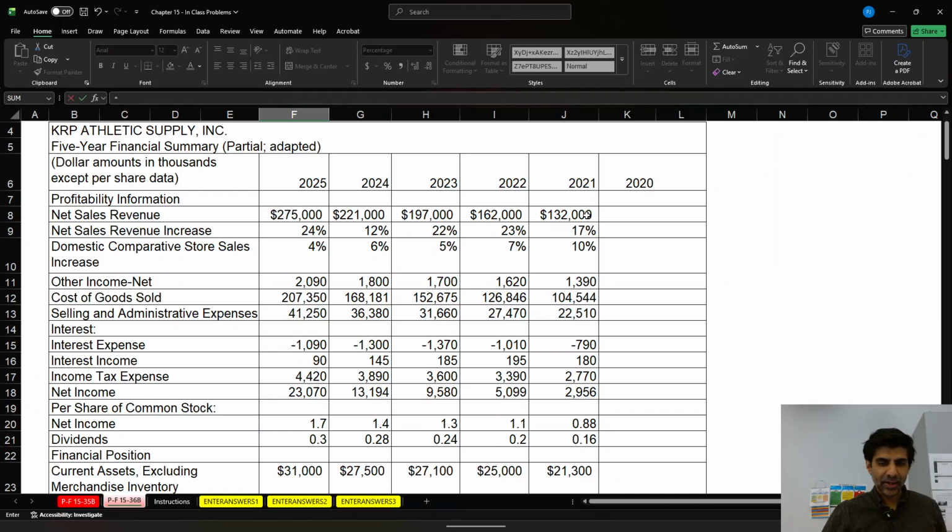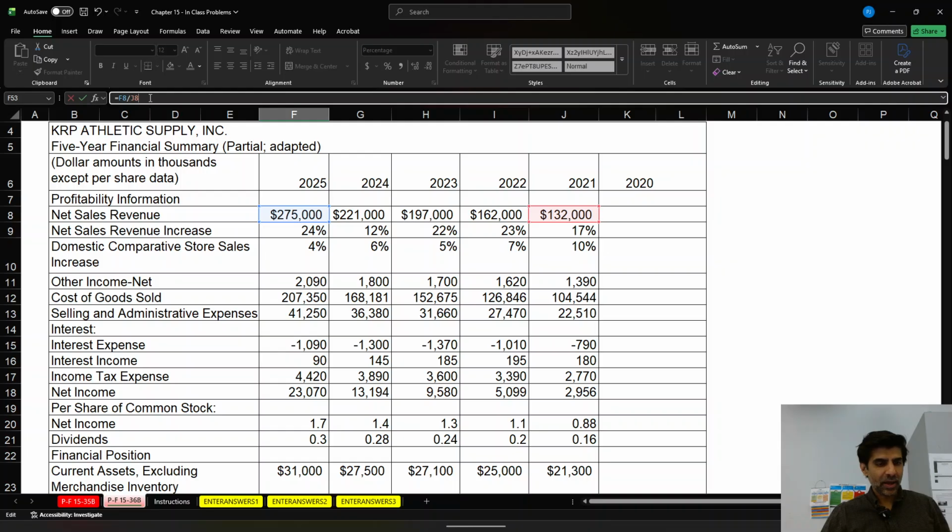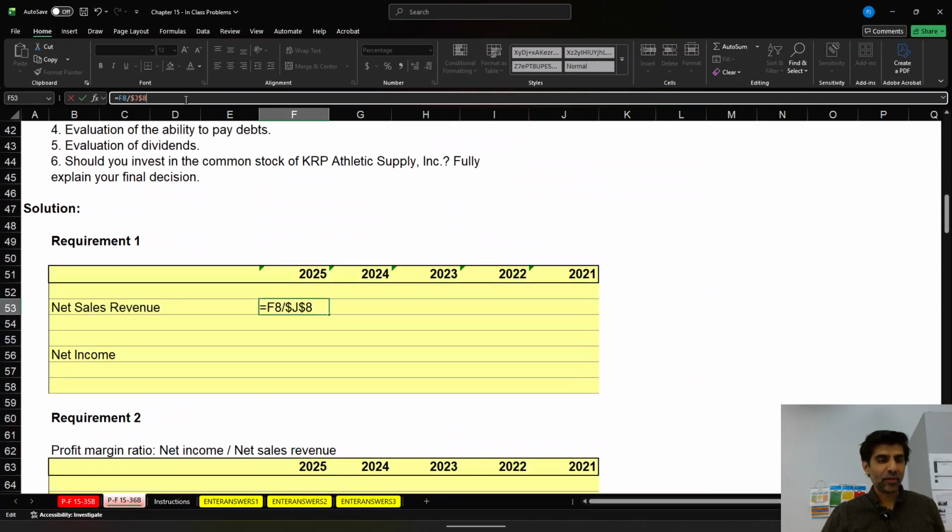So it's this line here. So I'll take the year I'm trending, so 2025, divided by the base year. And it said use 2021 as the base year. And for my formula, I want to fix the base year on 2021. So I'm going to go to J8. You can press F4, and that puts those dollar symbols on J8. So now J8 is fixed.